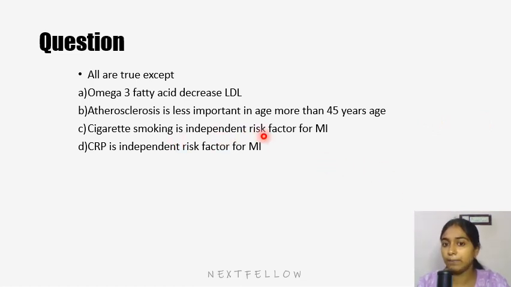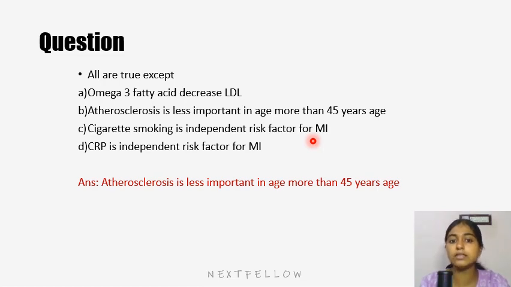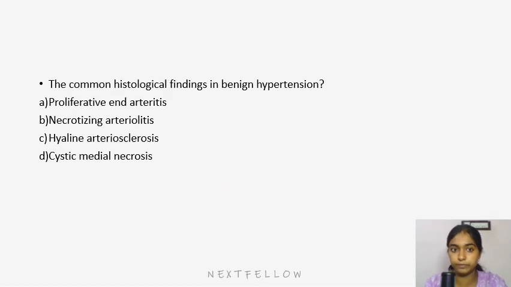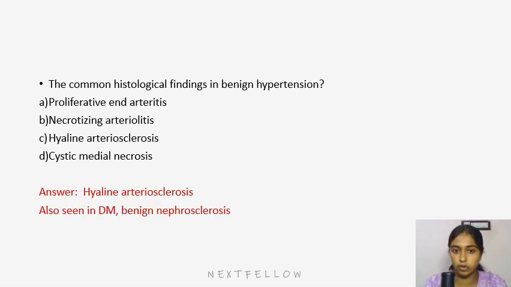Cigarette smoking is an independent risk factor for MI. Yeah. CRP is an independent risk factor for MI. Yeah, that is also true. Inflammation and cigarette smoking are important risk factors for atherosclerosis, and a consequence of atherosclerosis is MI. So the answer is atherosclerosis less important in age group more than 45 years of age. So the next question, the most common histological finding seen in benign hypertension. We have seen the vascular pathology associated with hypertension are hyaline arteriolosclerosis and hyperplastic arteriolosclerosis. So the answer is hyaline arteriolosclerosis.